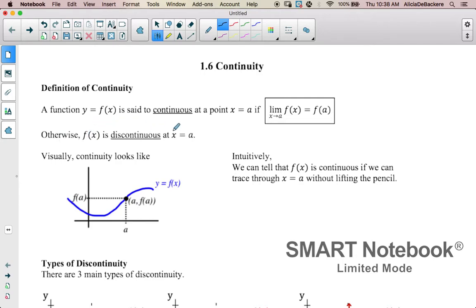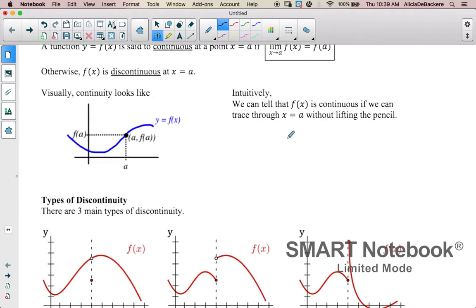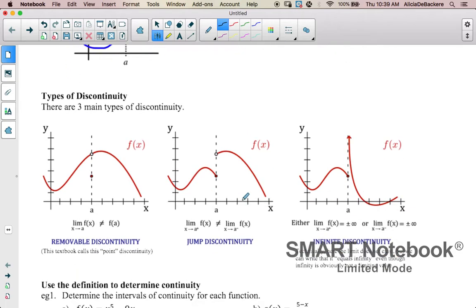Otherwise, we say that f of x is discontinuous at x equals a. So visually, again, we're flowing through the point. So the limit from both the left and the right is approaching this height f of a, and there is actually a filled-in point at that point. And again, the flowing through, tracing through it without lifting your pencil.